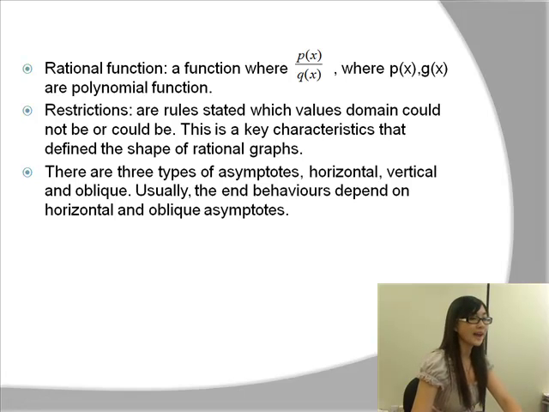There are three types of asymptotes: horizontal, vertical, and oblique. Usually the end behavior depends on the horizontal and oblique asymptotes.